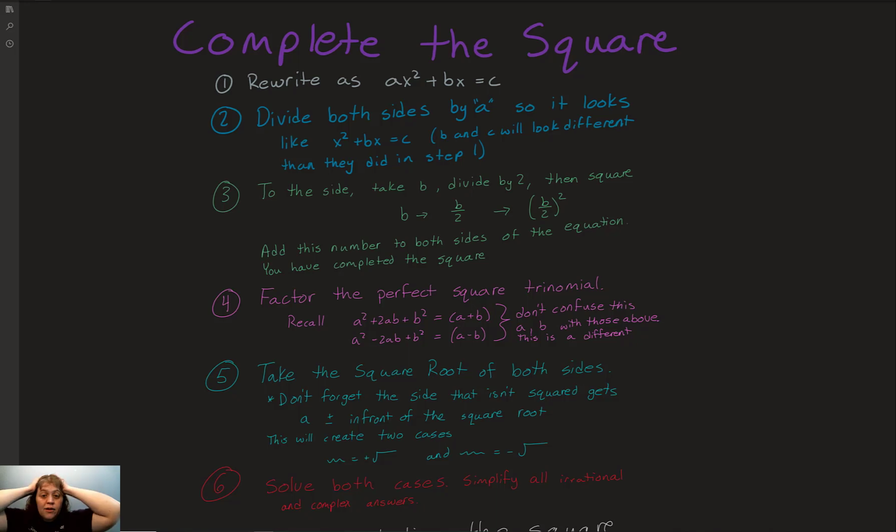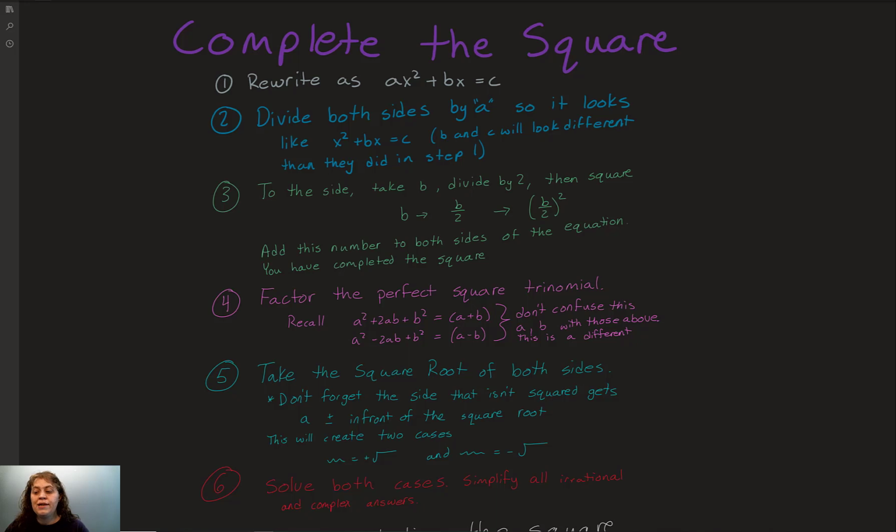Figure it out. Get it into long-term memory. Get it on a note card. Practice these quite a bit. They're annoying, yes, but they're the only tool that we have that works on conic sections. So we have to understand how they work. So we're going to rewrite it as ax squared plus bx equals c. In other words, get the constant on the other side, keep all the x's on this side.